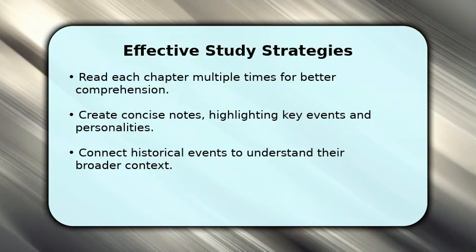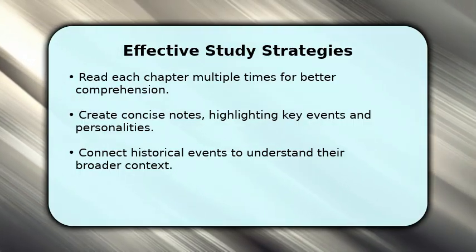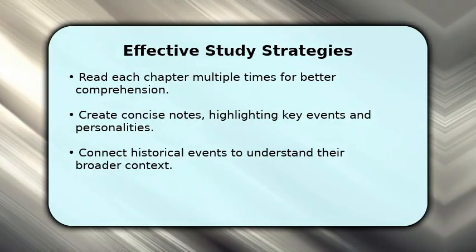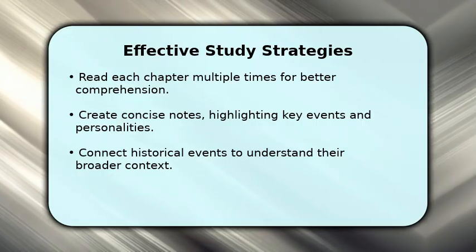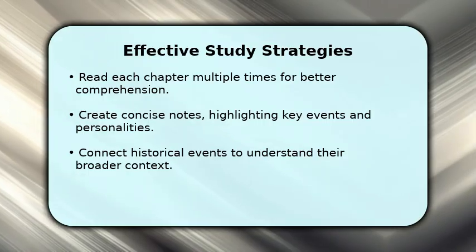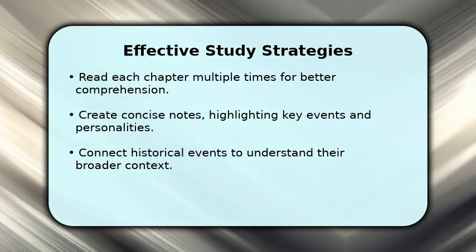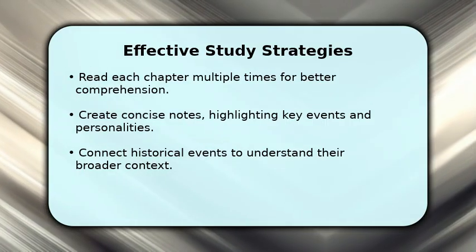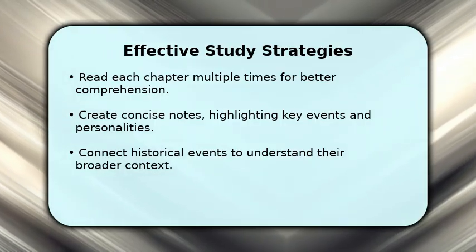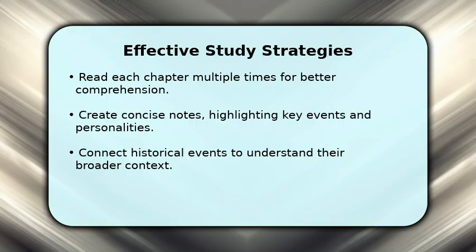To study effectively, read each chapter at least 2 to 3 times. The first read should be for general understanding, and subsequent reads for detail and note-taking. Focus on creating concise notes, perhaps using bullet points or flowcharts, to summarize key events, dates, and important figures. Crucially, try to connect different historical events and understand their causes and effects, rather than just memorizing isolated facts. This helps in developing a holistic perspective.